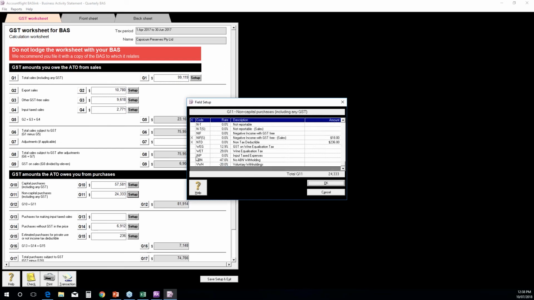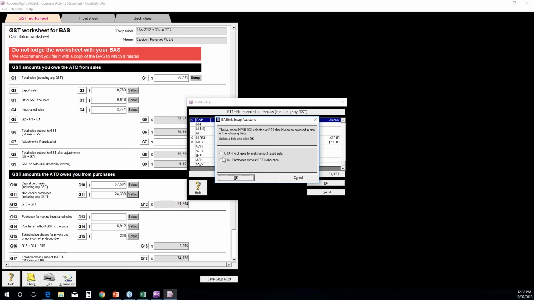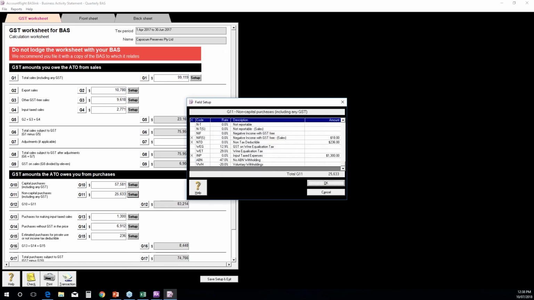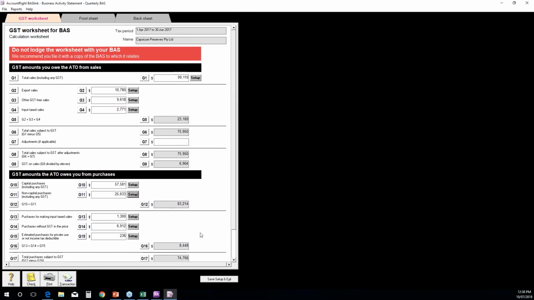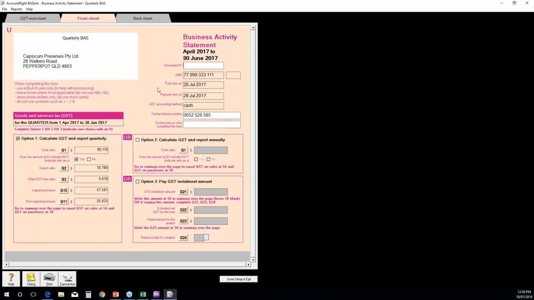And IMP, input tax expense. Yeah, it will go to G13, input tax expense. If you have more than one IMP, click all of them, please, and say okay. Oh my God, seems done. Let's have a look at the front sheet. Whoa, it's done. It's beautiful.